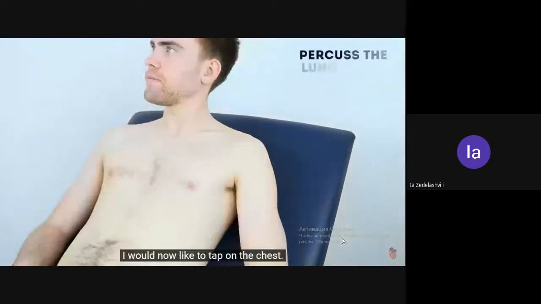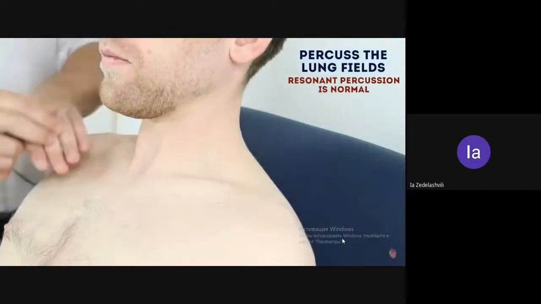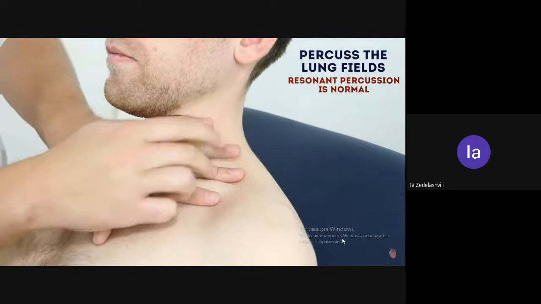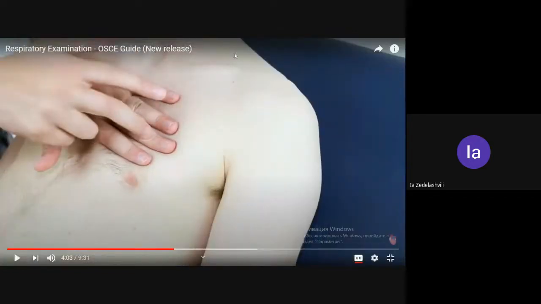I would now like to tap on the chest. So both parts of the chest are involved in the process of expiration. And this is percussion. What I say, we begin from the apex of this fossa, where the top of our lungs, or apex of the lungs, exists.